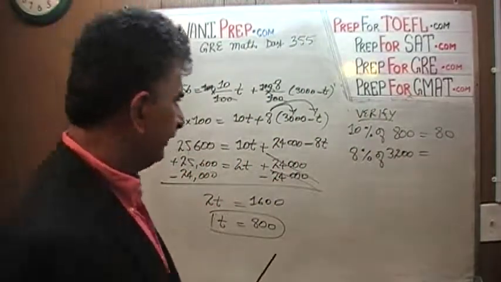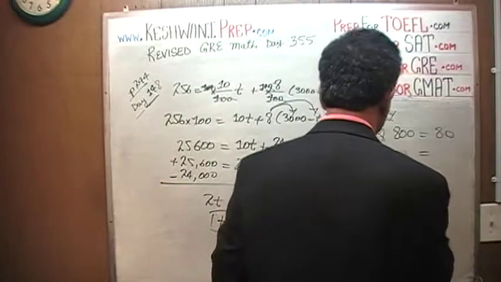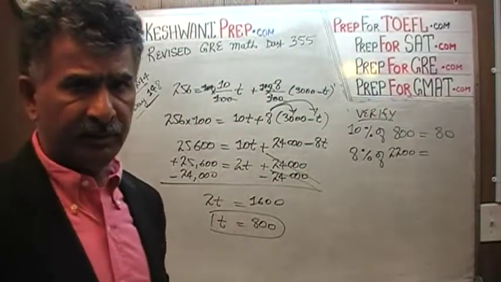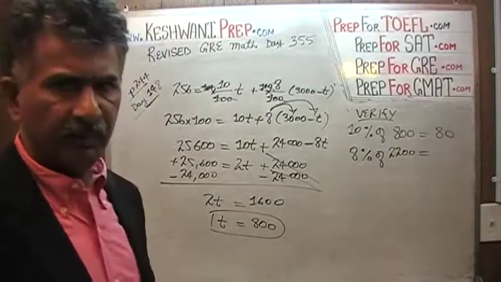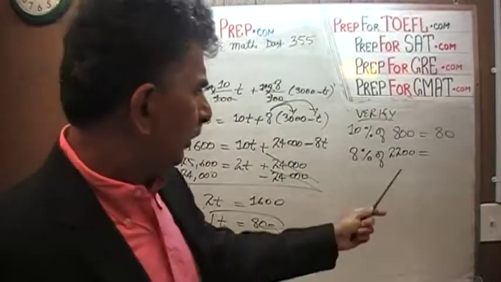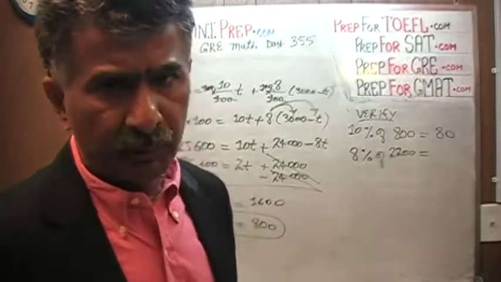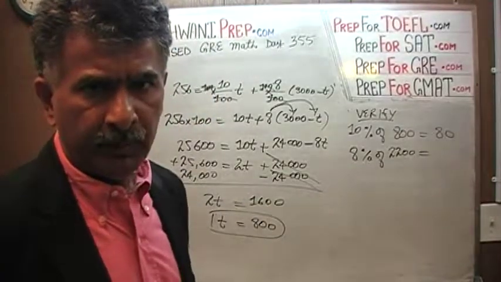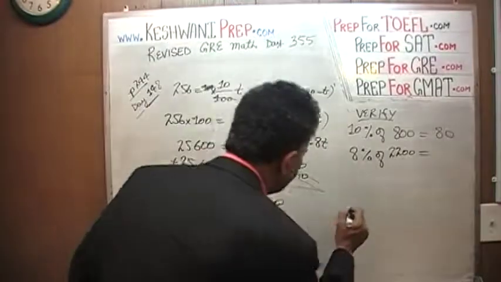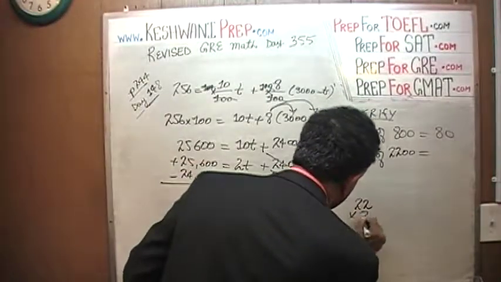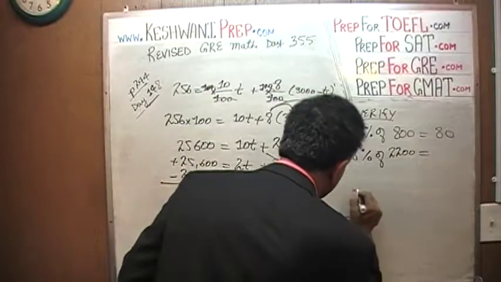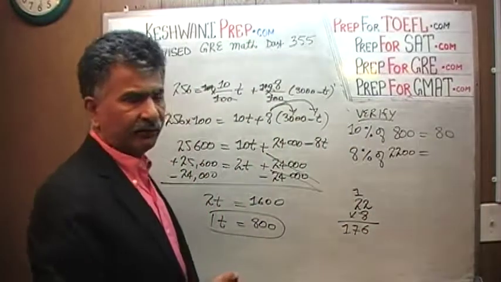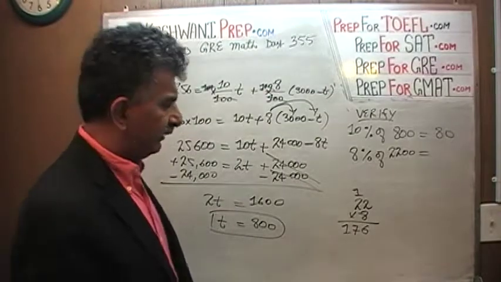No, not 3,200. 2,200, because we only had $3,000 to begin with, not 4,000. I misremembered. It's $3,000, so once you subtract 800, we are left with $2,200. 8% of $2,200, how much is it? 22 times 8, 8 times 6 is 48, carry... Again, 16 plus 1 is 17. It's $176.